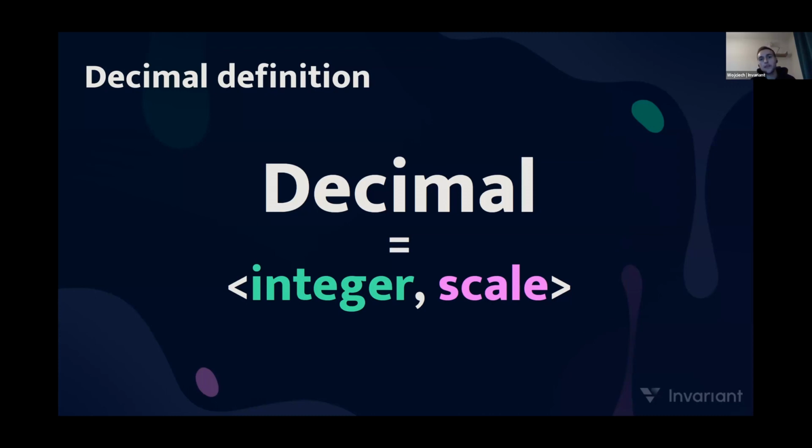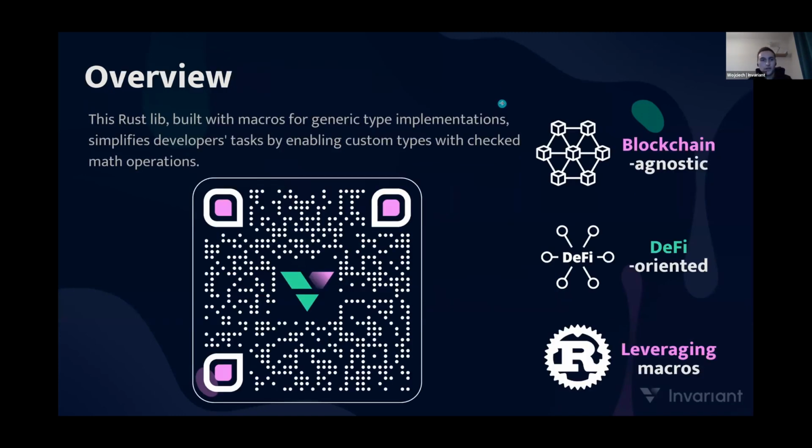So in fixed point numbers, decimal numbers, there's an option to control your precision. Another issue is gas optimization when operating with floating points. Yeah, and I think we could go to the overview.